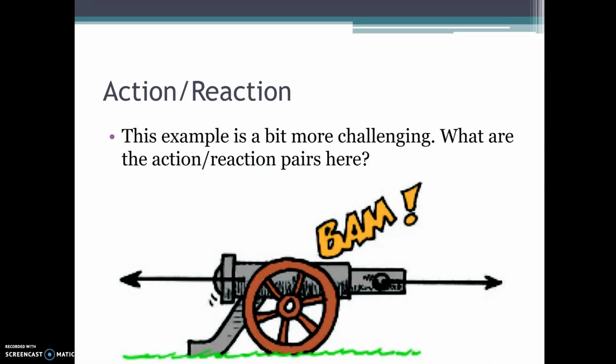This one is a little bit more challenging, and we could look at the action and reaction pairs here. The cannon propels the cannonball forward, so it pushes the ball forward. The ball pushes the cannon back. I want you to talk just briefly with your partner about why the cannon moves less.